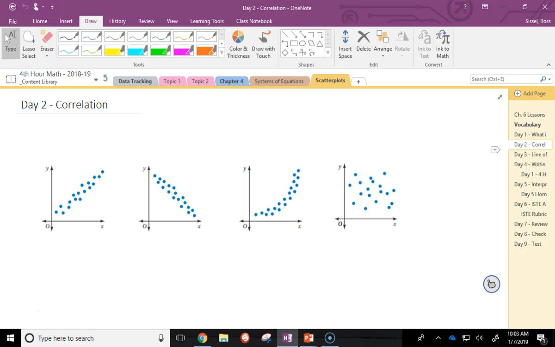I'm going to pause our video. I'm going to give you about 30 seconds. I want you to turn and talk with your neighbors and tell me, what do you notice about each one of them? What is special about this first one? What's special about this one? What's special about this one? And what's special about that one? Turn and talk to the neighbors for about 30 seconds. What can you tell me about each graph?